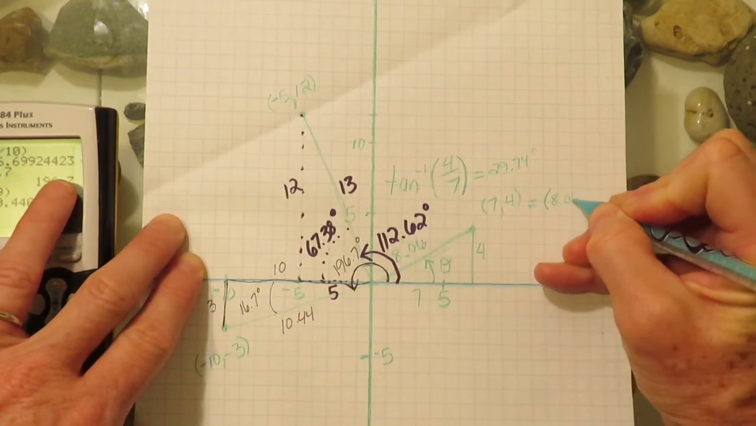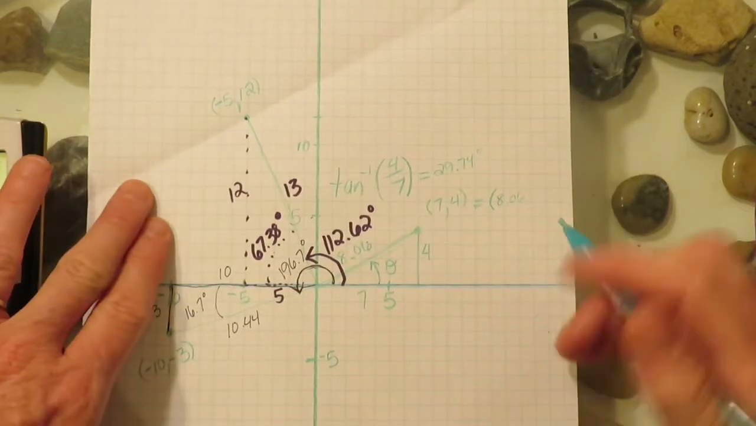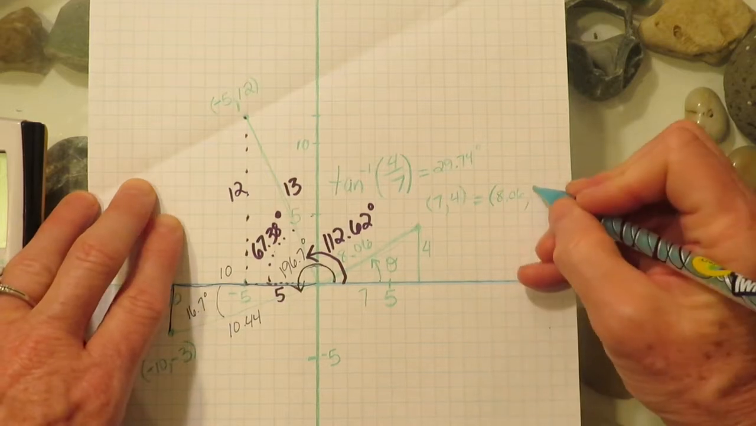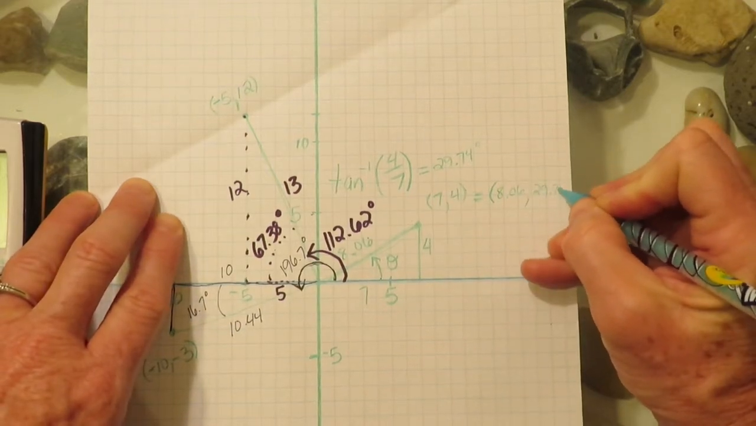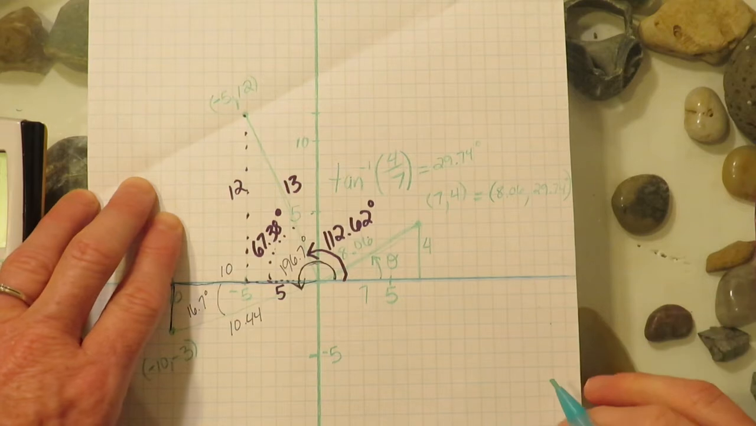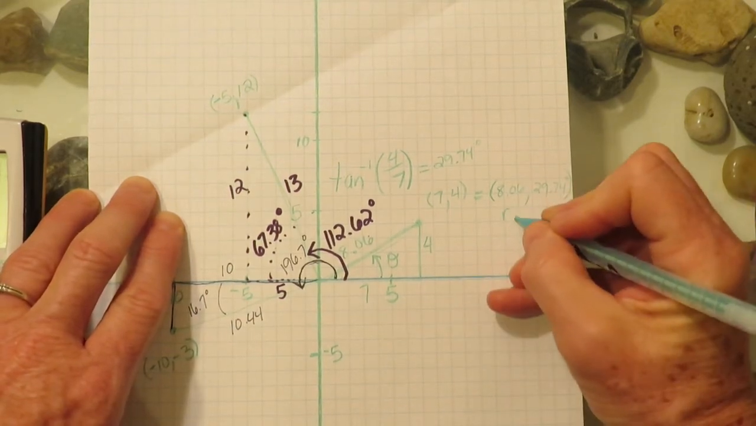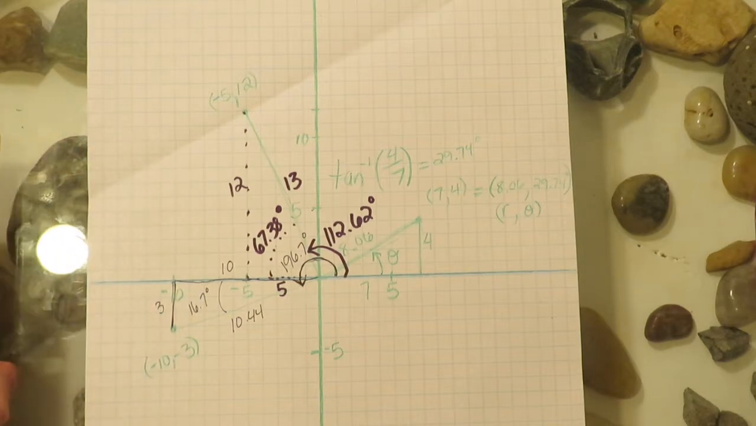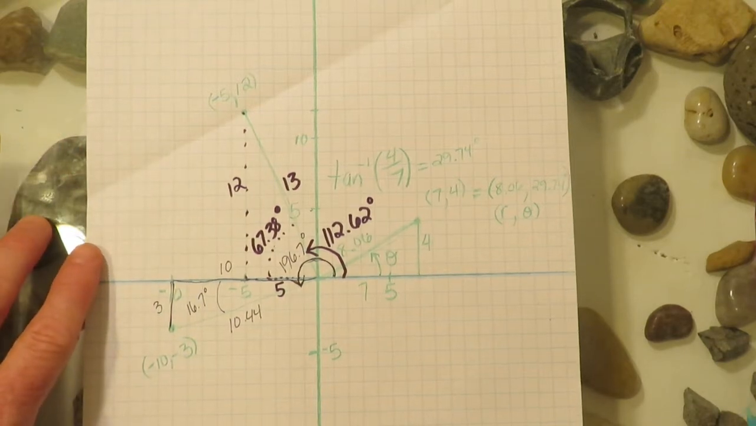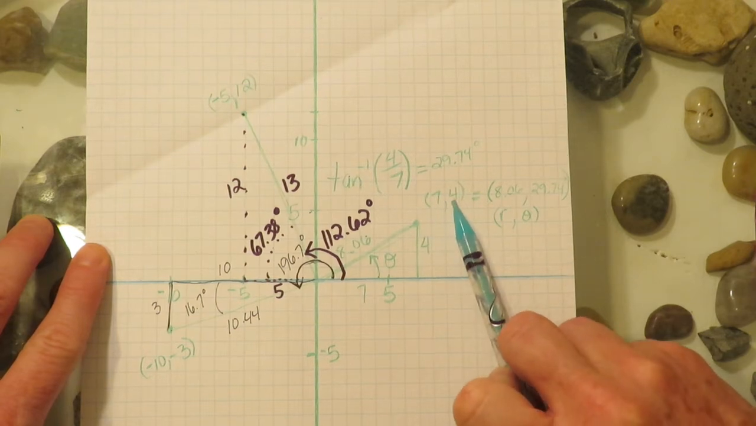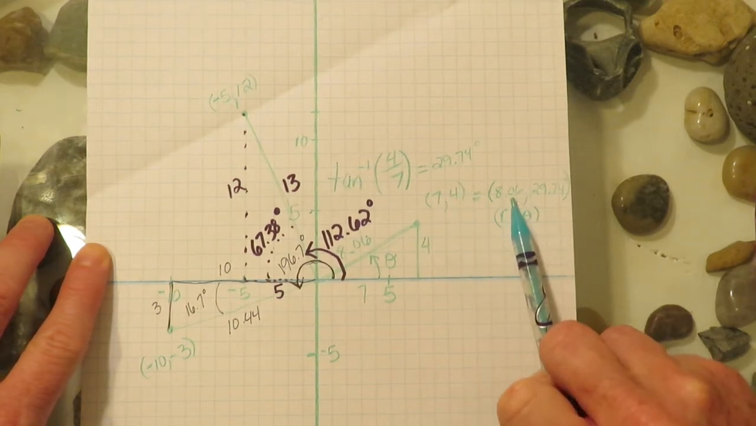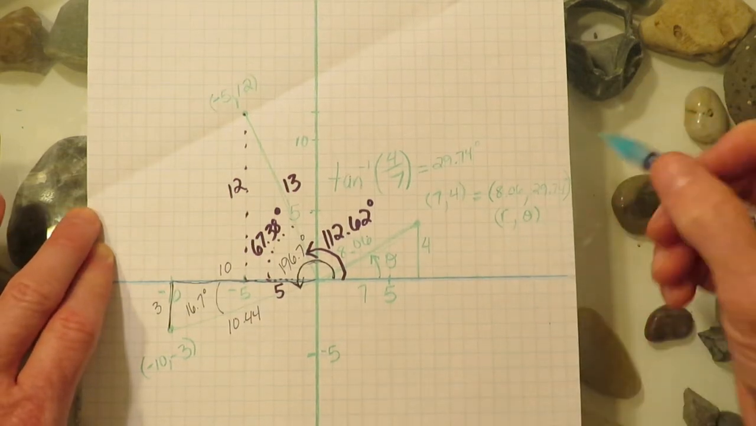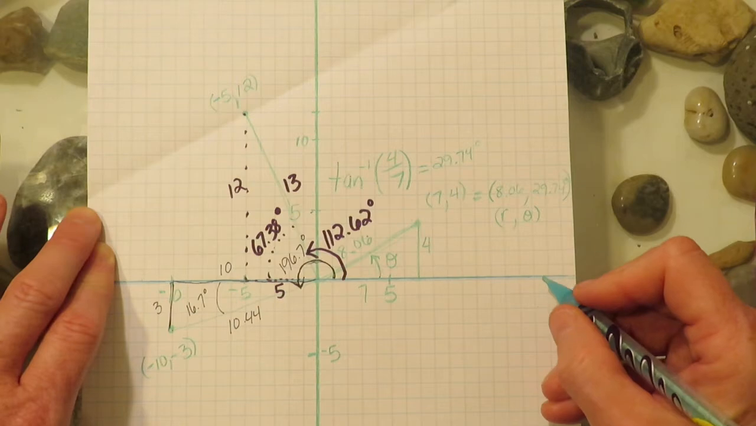So these points are then labeled as not x and y, but we label it as the correct radius. So in this case, 8.06 was the correct radius, and then the correct angle. And the correct angle for this one was 29.74 degrees. So we list a radius and we list an angle. And you assume that the angle is measured from the positive x-axis. Okay, so the point (7, 4) in Cartesian is equivalent to a radius of 8.06, 29.74 degrees in polar coordinates.